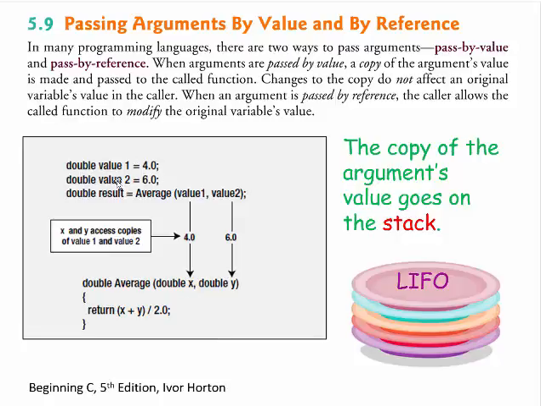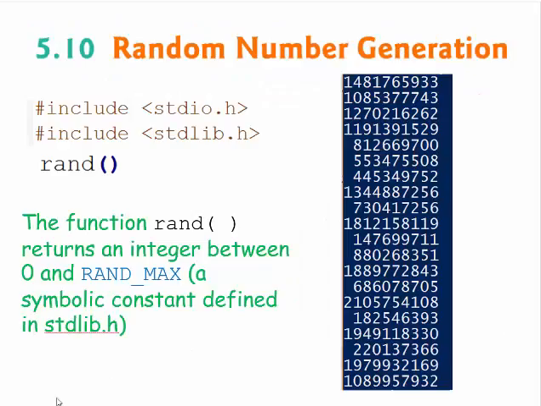So value 1 stays value 1 here, and this function cannot modify it. This function can use it and return a different value, but it cannot modify the value of these values up there. So that would be a pass by reference, and we'll talk about that more in a later chapter.